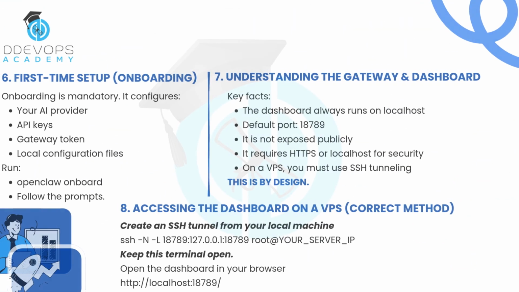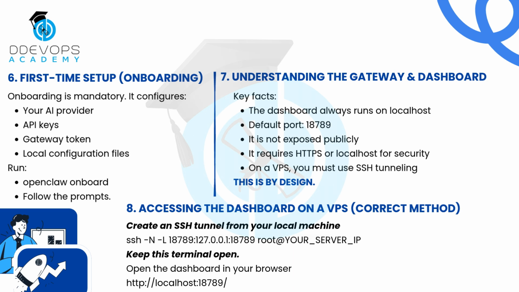Next, let's look at the first-time setup. Onboarding is mandatory. It configures your AI provider, API keys, gateway token, and local files. Simply run openclaw onboard and follow the prompts.